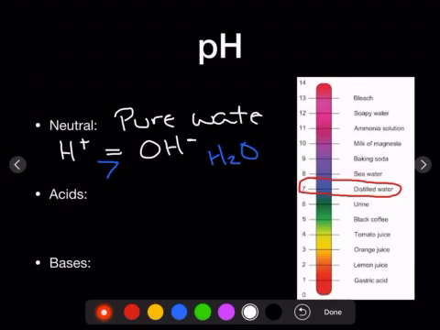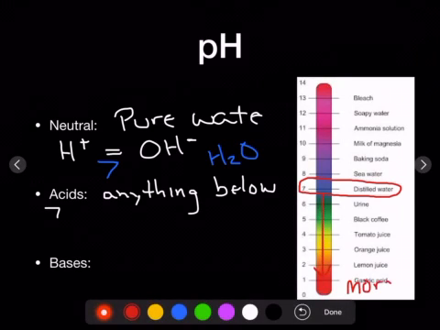Now, acids are anything below 7. In an acidic solution, the lower the number gets, the more acidic it is. So something that is 0 is much more acidic than something that is 6. For example, lemon juice has a pH of 2, whereas black coffee has a pH of 5. You can see lemon juice is much more acidic than black coffee.